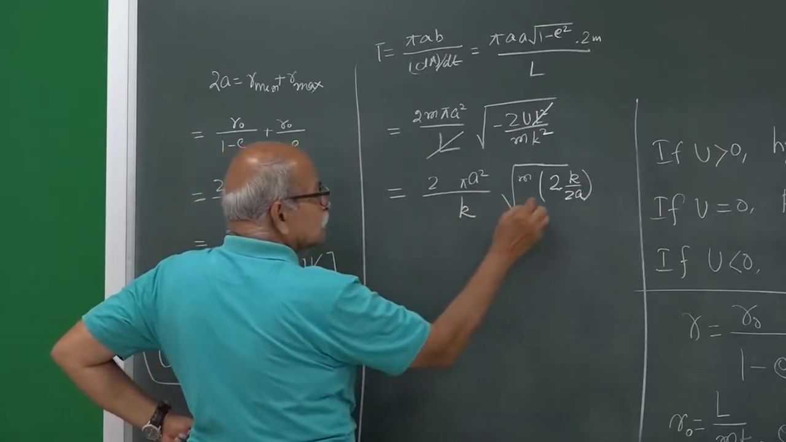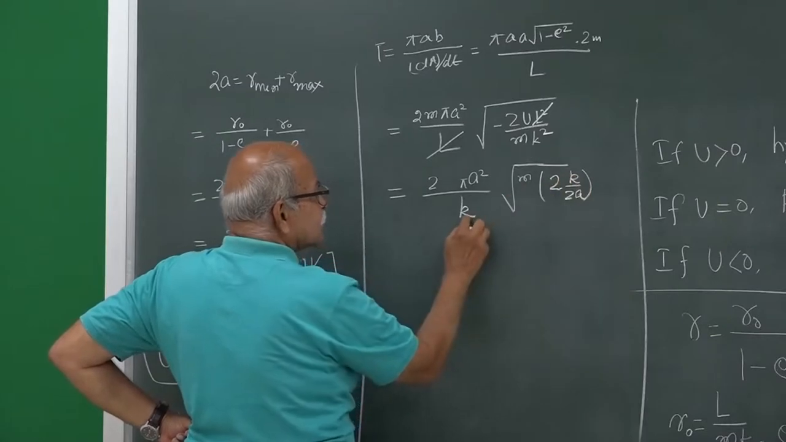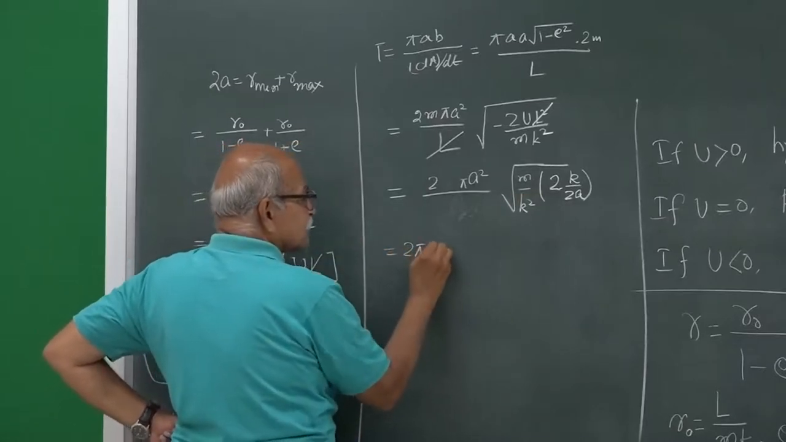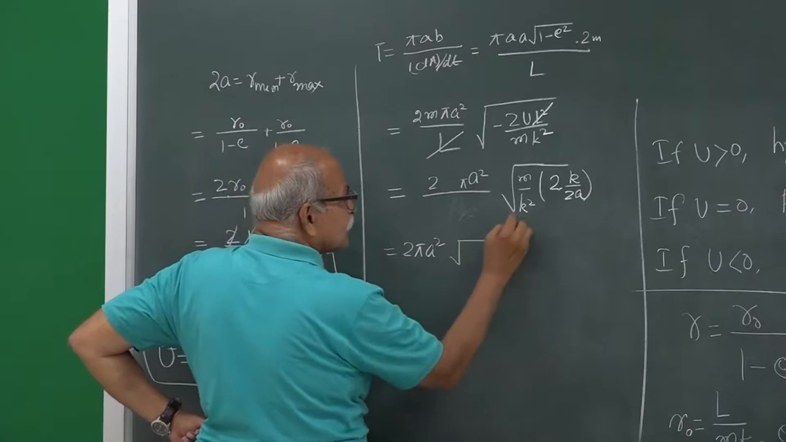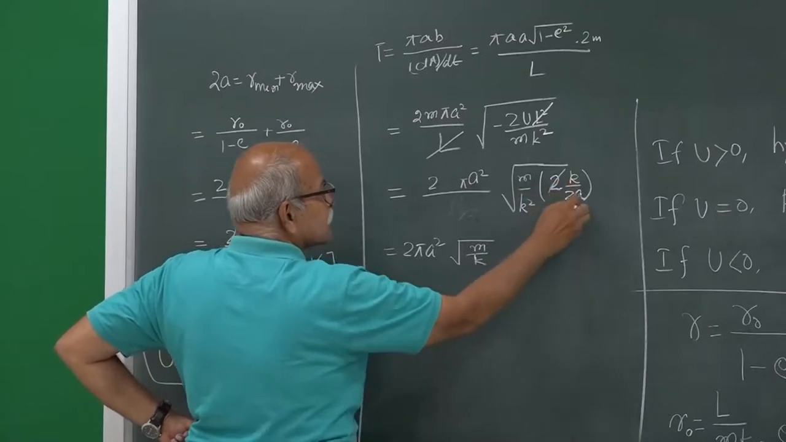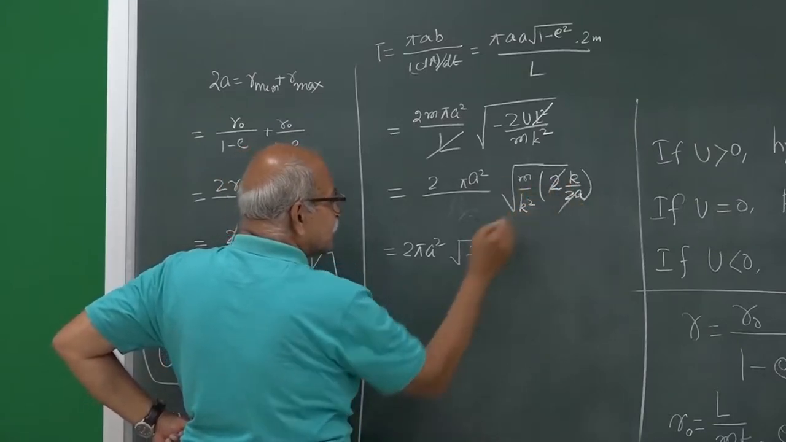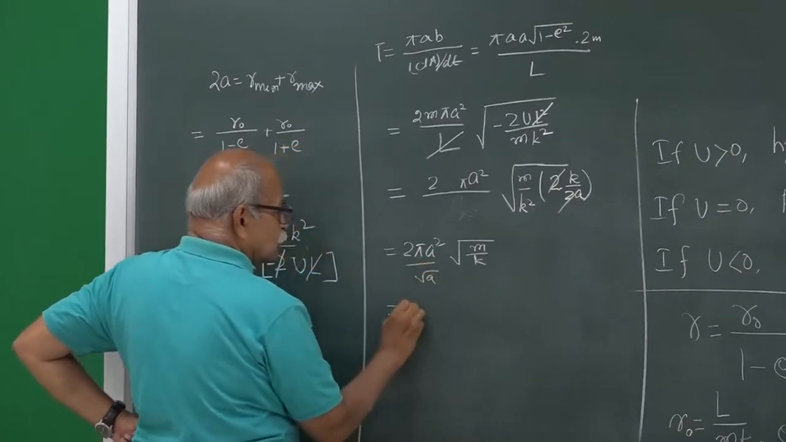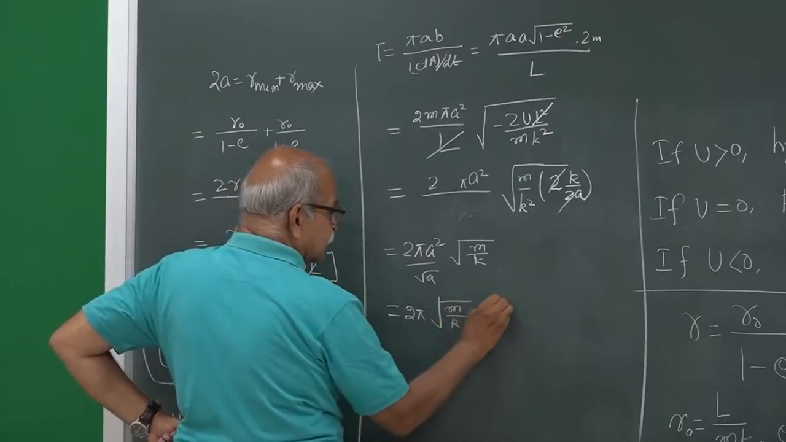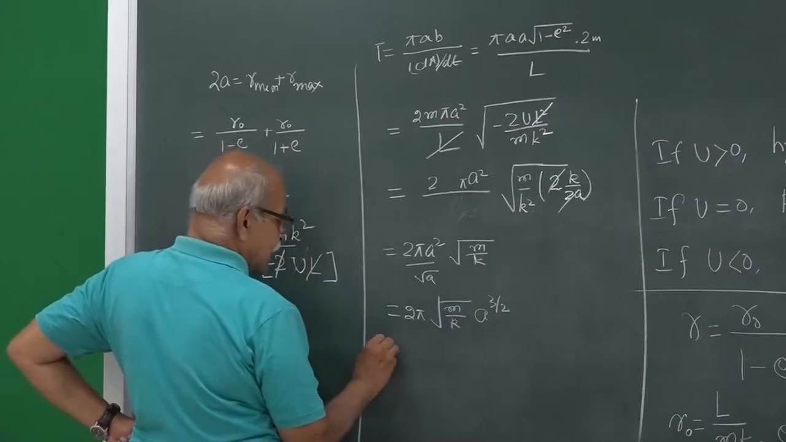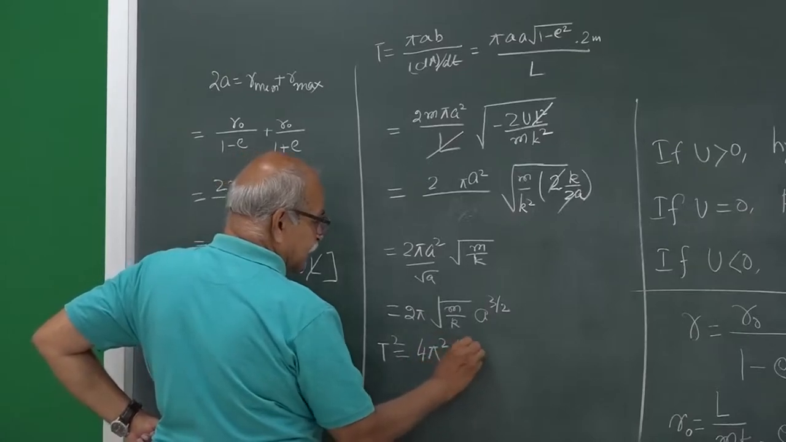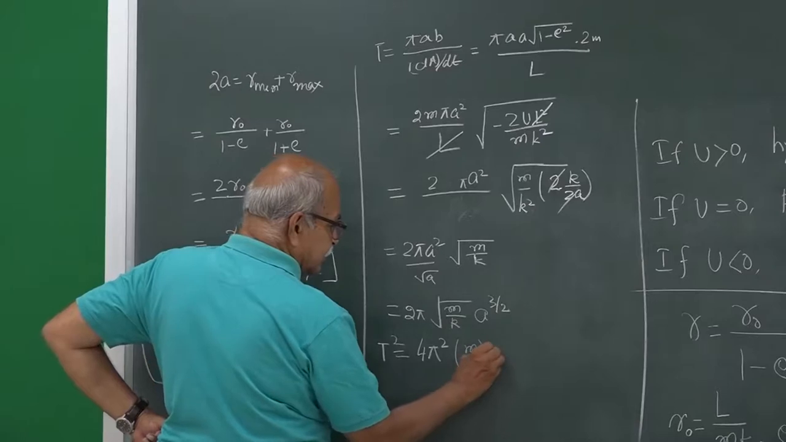Alright, so there is a root k here and k here, so let me write k square and then I will cancel it. This is equal to 2 pi a square, and then square root of m by k, m here and k here. 2 cancels, a is in the denominator, so divided by square root of a. So this is 2 pi square root of m by k, and then a to the power 3 by 2, or T square, capital T square, is 4 pi square, and then m by k, and then a to the power 3.